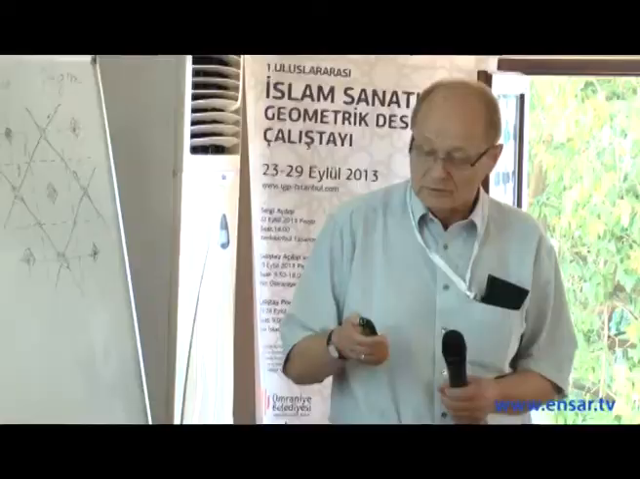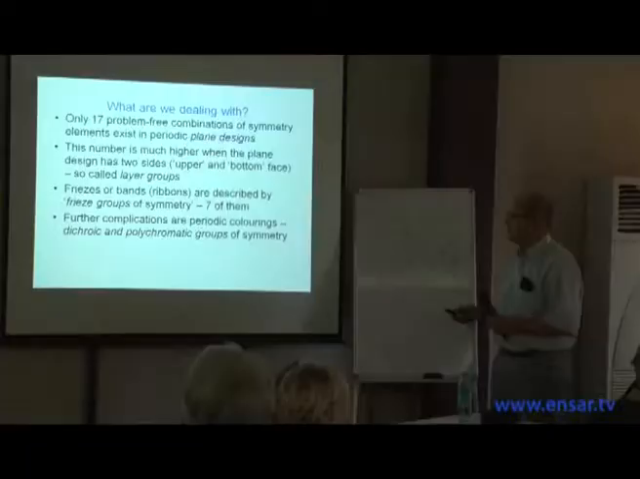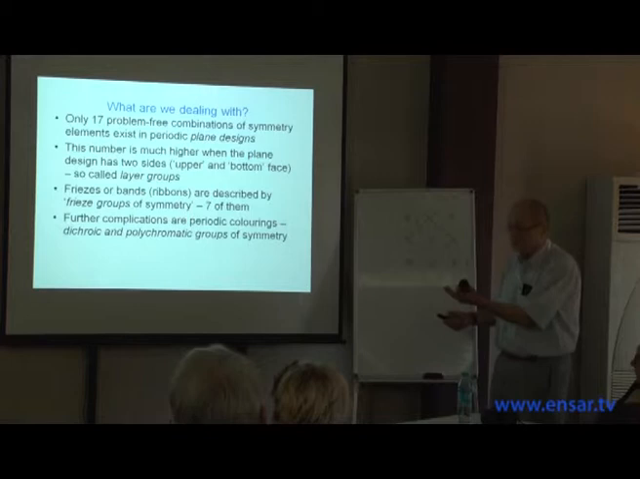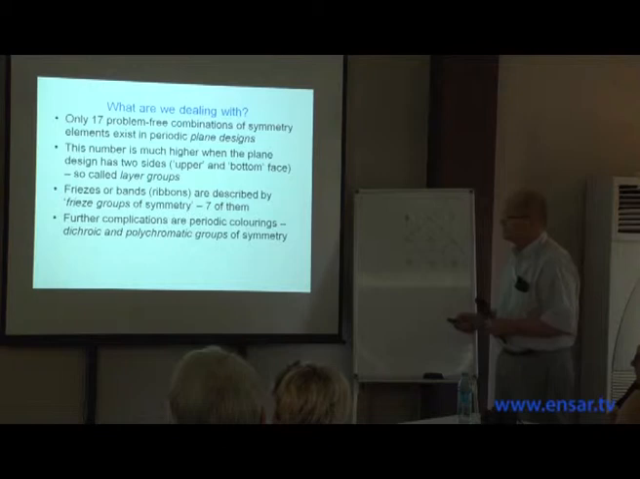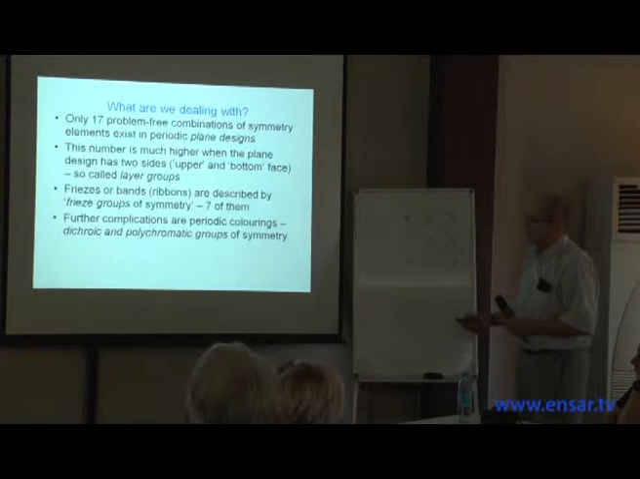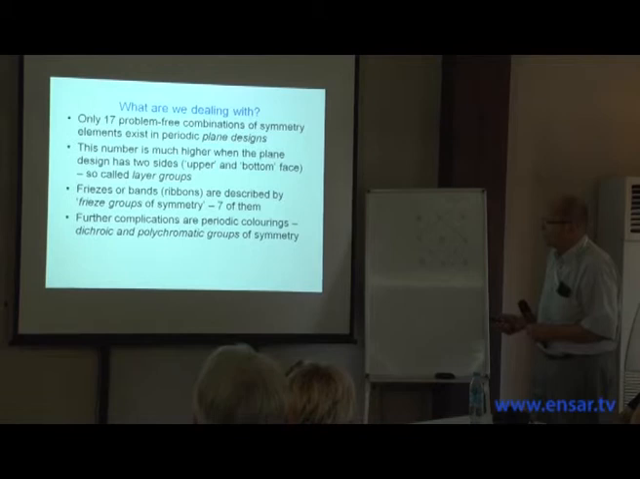But what if you can go to the other side of it? And actually much of Islamic ornamental art has two sides, top and bottom face. So you must have operations which bring you from the top face to the bottom face. So there are so-called layer groups. There are many more of them, I think 80. Here we talk about two-dimensional creations. In one dimension, you have friezes or bands just along one direction, like here. And there are only seven types of combinations. This had no color.